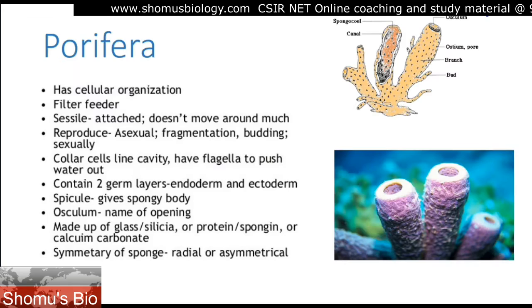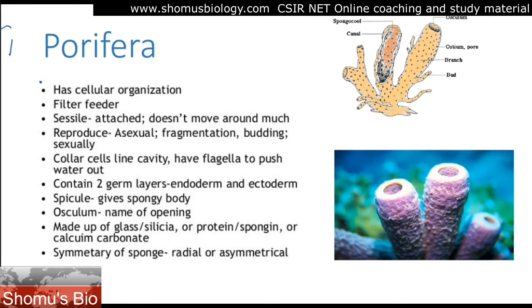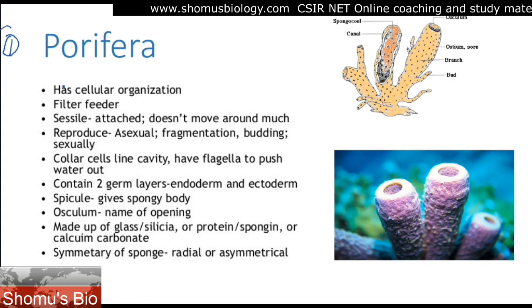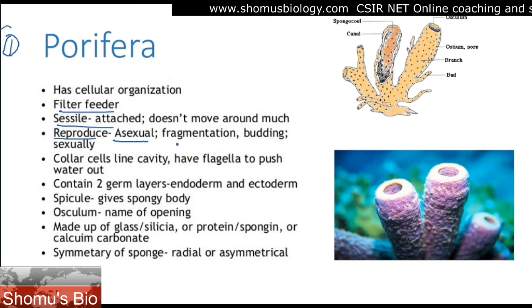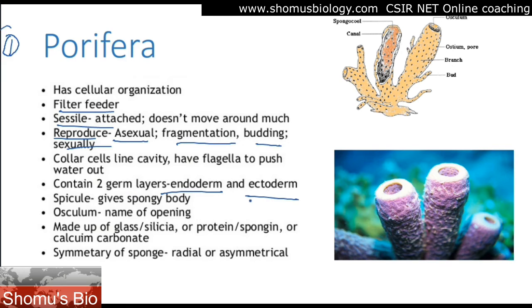So invertebrates, first of all, Porifera. Porifera has cellular organization, okay, and they are filter feeders. They are sessile, means they are attached, doesn't move around. The reproduction mechanism is asexual, fragmentation, budding, and sexual. And they contain two germ layers, endoderm and ectoderm. They do not have any kind of mesoderm in it.